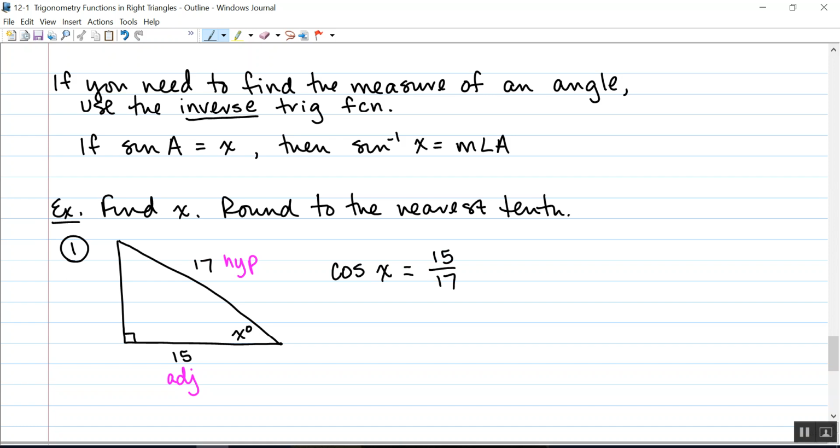I can't put that into my calculator, so I need to use the inverse, which basically says that x is equal to the inverse cosine of 15 over 17. And to get inverse cosine in your calculator, you're going to hit second cosine. And when I do that, I get that x is approximately equal to 28.1 degrees. That would be the measure of that angle.